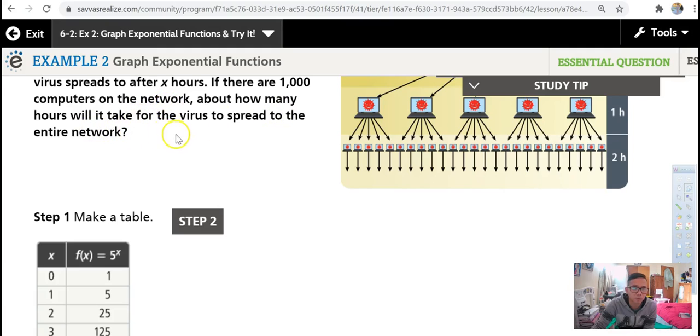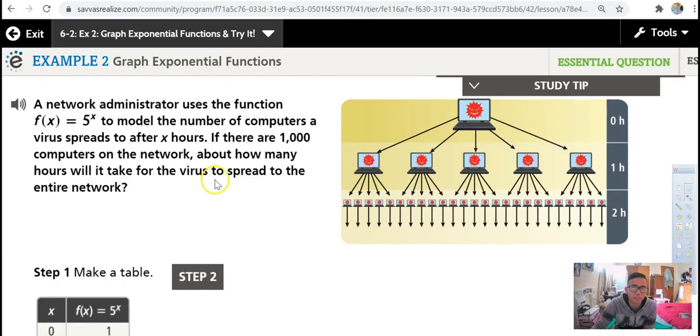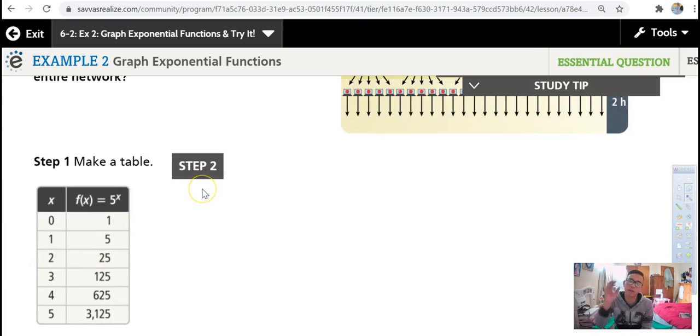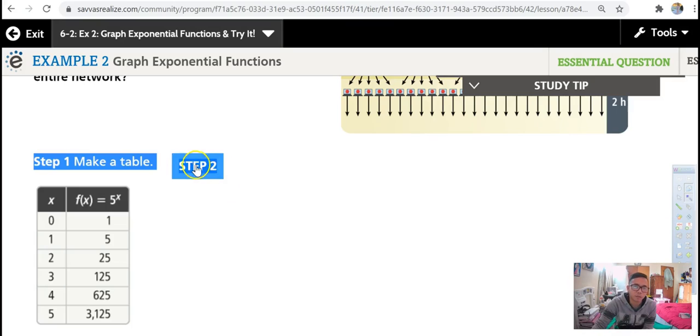Now, the question there is, how many hours will it take for the virus to spread to the entire network? So if there are 1,000 computers, that is approximately in between 4 and 5, because after 5 hours it has 3,000. So they only have 1,000 computers. That is one of the analyses that we will be looking at. So let's take a look at what hour did the virus spread to the entire network that has 1,000 computers.